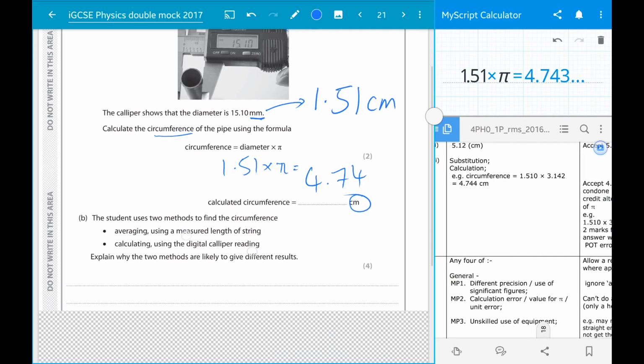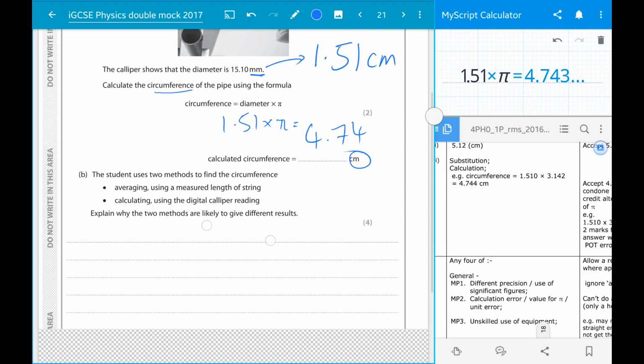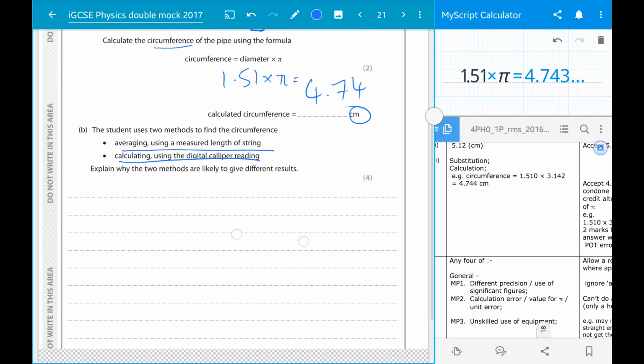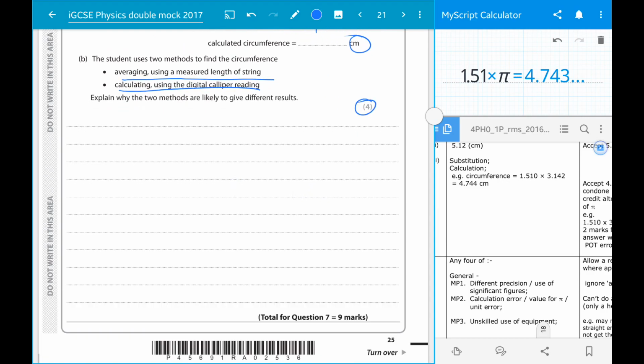The next part is B. The student uses two methods for finding the circumference: averaging using the length of string, and calculating using the digital caliper. 4 marks. Let's spend a bit of time on this. For the string method, you have to talk about why these two methods are likely to give different results.